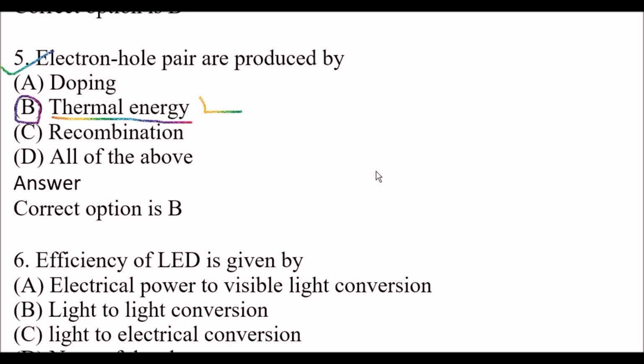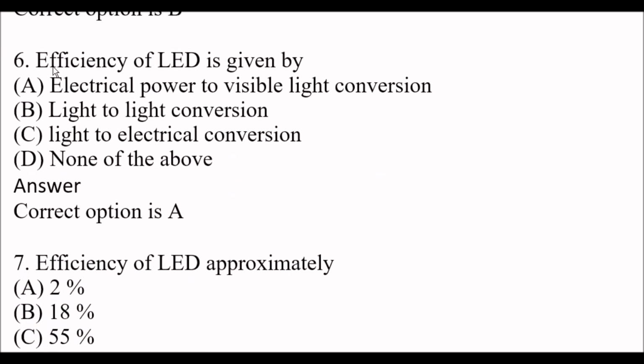Important question guys, focus. Next question. Efficiency of LED is given by: option A, electrical power to visible light conversion. Option B, light to light conversion. Option C, light to electrical conversion. Option D, none of the above. Right answer is option A, electrical power to visible light conversion. Okay, so efficiency of LED is given by electrical power to visible light conversion.